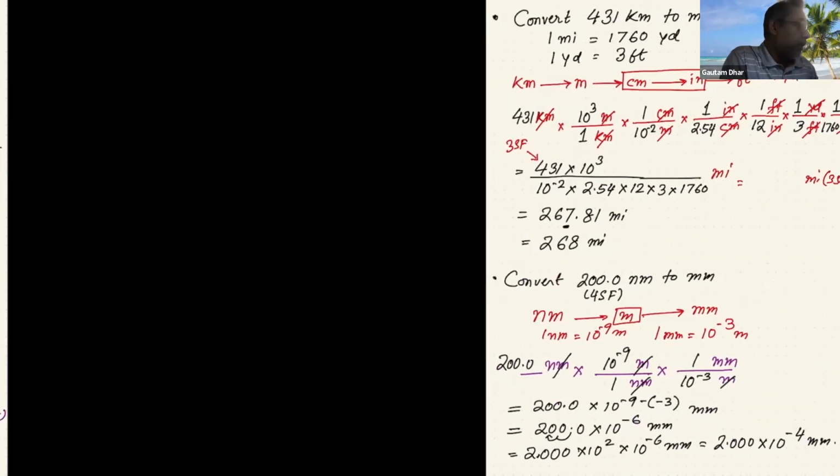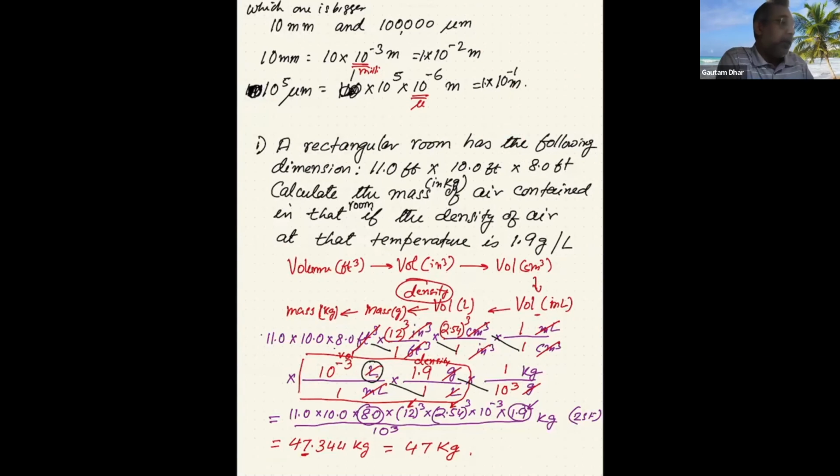Here is another question. A rectangular room has the following dimensions: 11 feet by 10 feet by 8 feet. Calculate the mass of air contained in that room if the density of air is 1.9. Very simply, because of the density, you need the volume of the room.